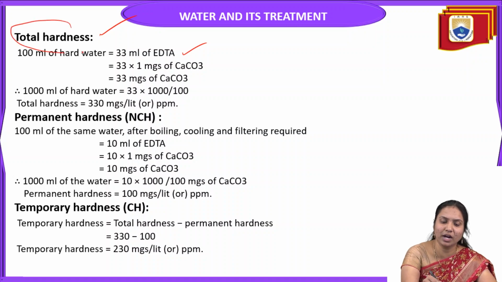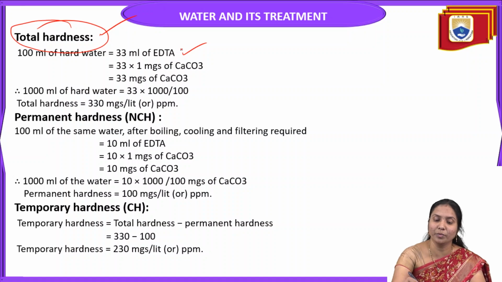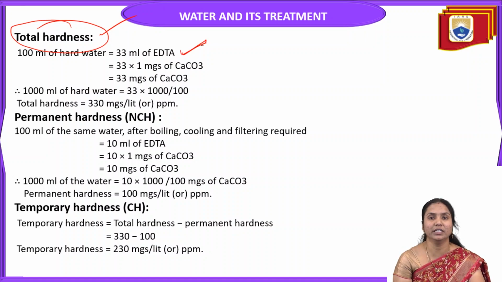So what is the meaning of total hardness? It is a combination of temporary hardness causing salts and permanent hardness causing salts, that is, calcium and magnesium ions of bicarbonates, chlorides, sulfates, etc. present in water. Temporary hardness causing salts are calcium and magnesium bicarbonates. Permanent hardness causing salts are calcium and magnesium chlorides, sulfates, etc. So total hardness means the combination of both present in that 100 ml of water sample. According to the data, it requires 33 ml of EDTA.